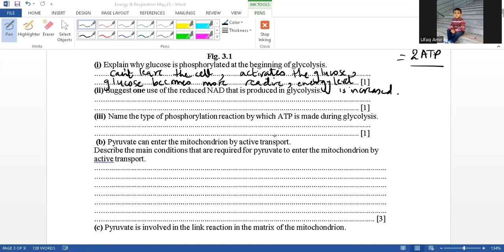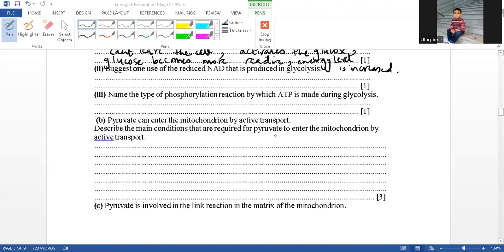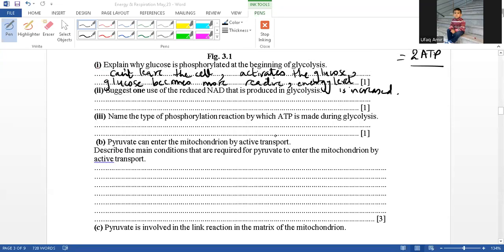Okay, then the next question is, suggest one use of reduced NAD that is produced in glycolysis. What is the use of reduced NAD? Can you tell me what the reduced NAD that is produced does? It carries hydrogen. Very good, excellent. It's a hydrogen acceptor, an electron acceptor.